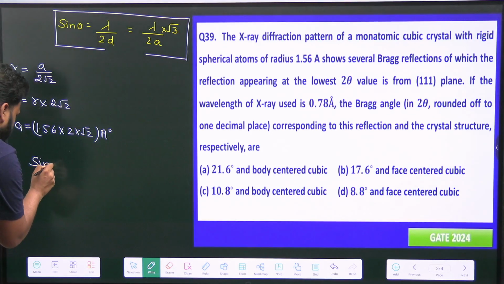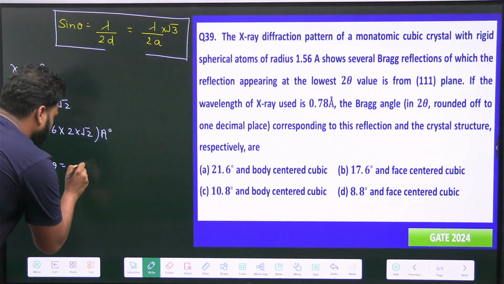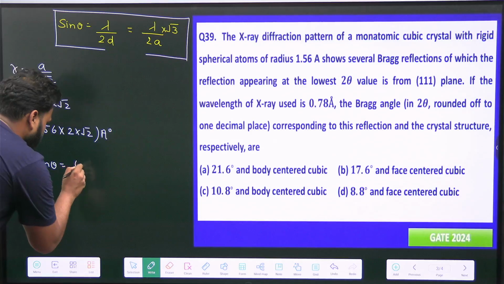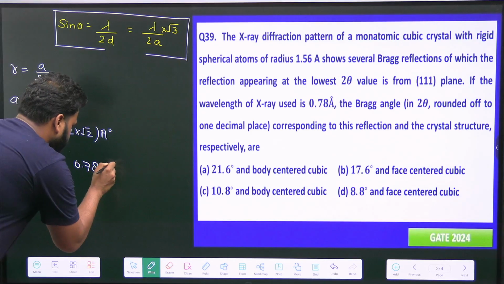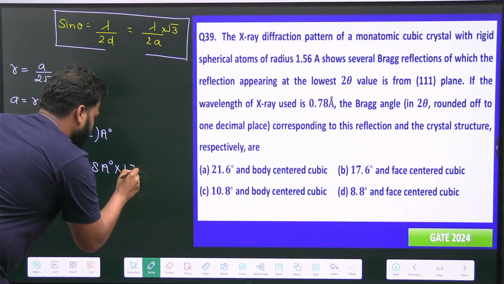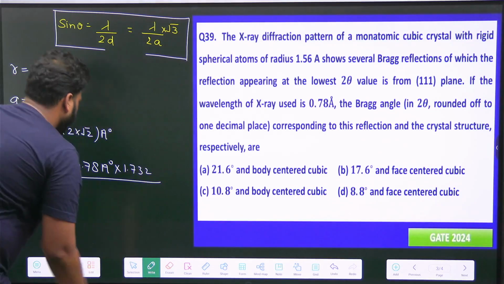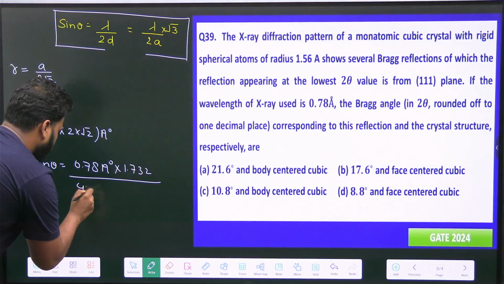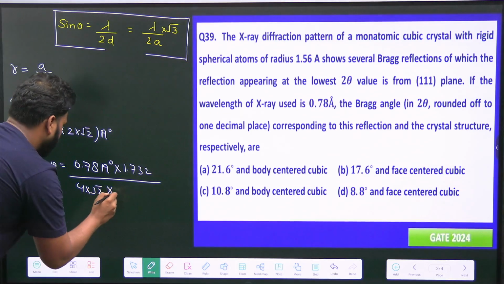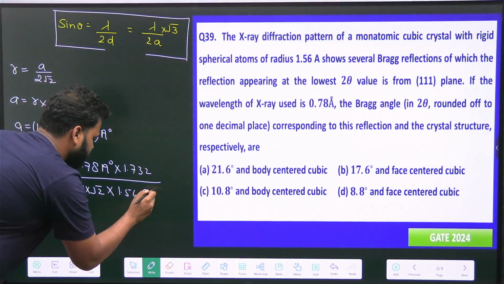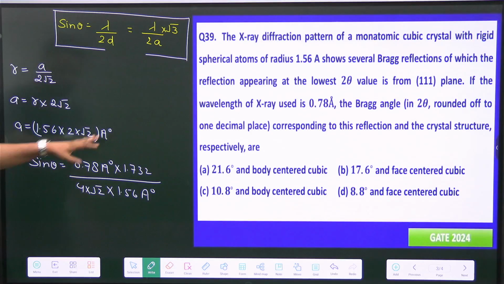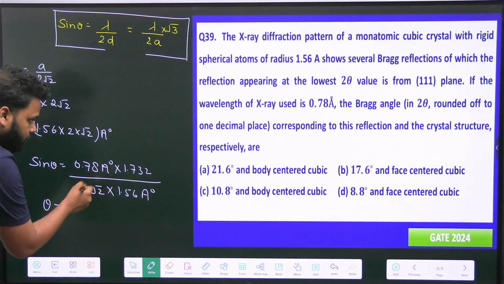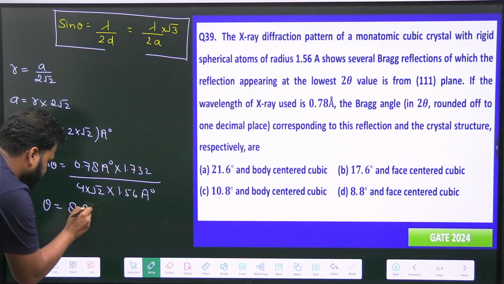So like this we have found the value of A, just put the value over there. So what will sin theta be? Sin theta will be lambda, and the value of lambda is 0.78 angstrom, times root 3, which is 1.732, divided by 2 times A. So it will basically be 4 into root 2 into 1.56 angstrom. When you solve this, you will get theta equal to 8.8 degrees.